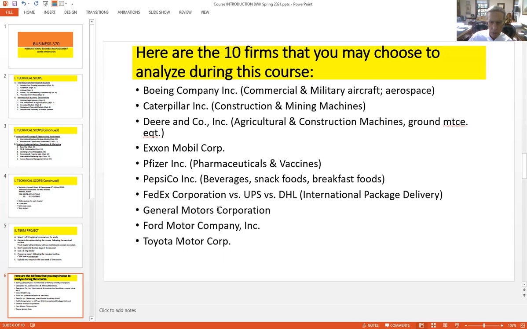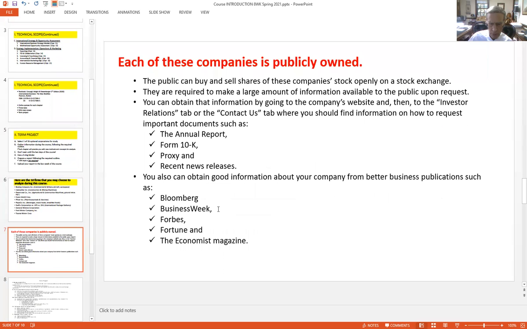So choose the company you want, and by the middle of the first week in this course, send me an email. Let me know which company you chose. If you don't do that, you'll get a 0 on that assignment because you will not have returned to me the company that you've chosen within the time required. You do have to stay on schedule in this course.